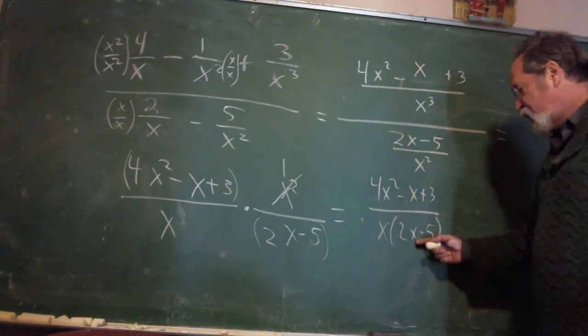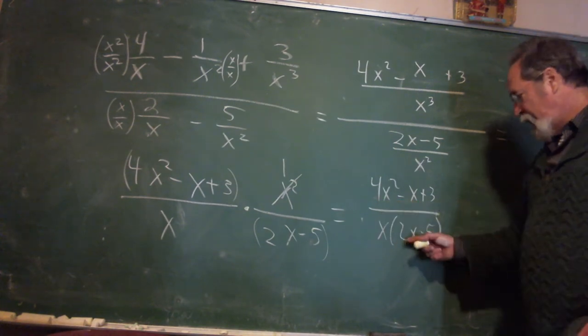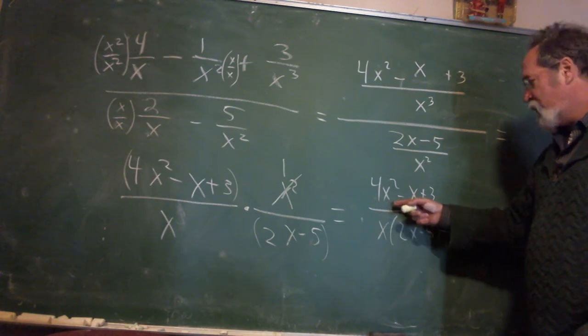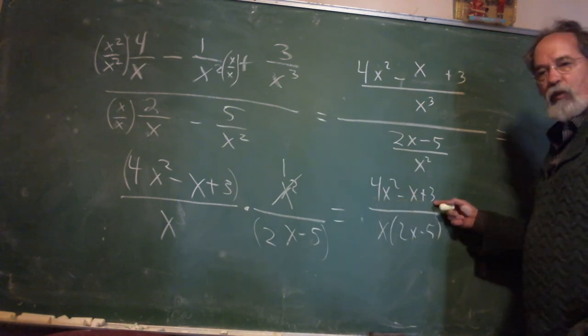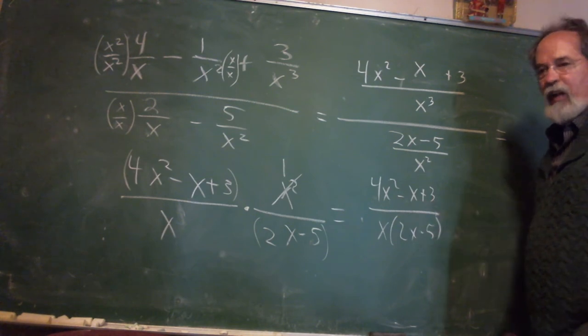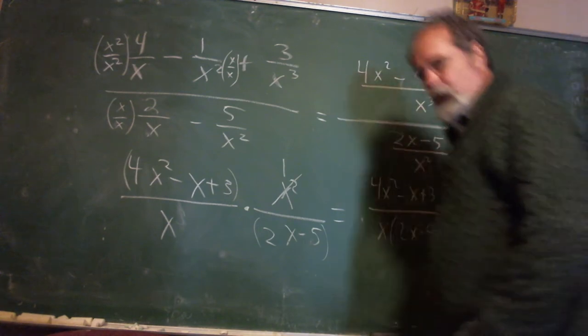Is there any chance that this 2x minus 5 will cancel into this quadratic? No, because look, maybe the 2x could factor, maybe this thing could factor into 2x times plus or minus something, but this is just a 3. I'm never going to get a 5 up here. So it's not even worth factoring. There's nothing to cancel out. So you stop there. This is the kind of stuff they expect you to be able to do.